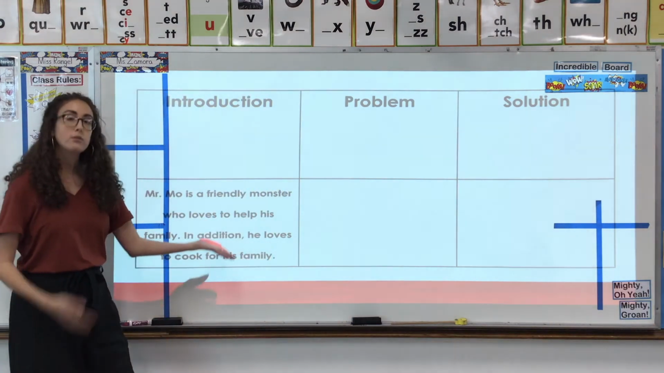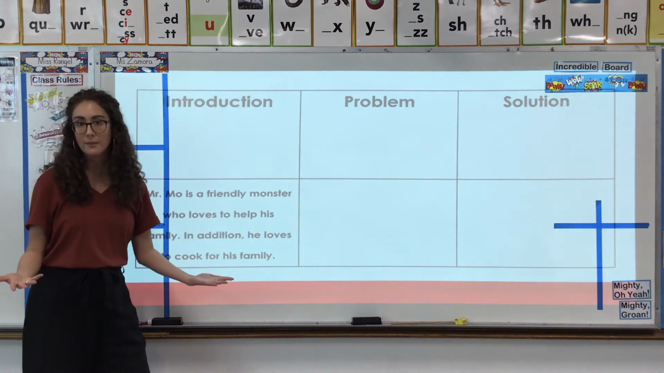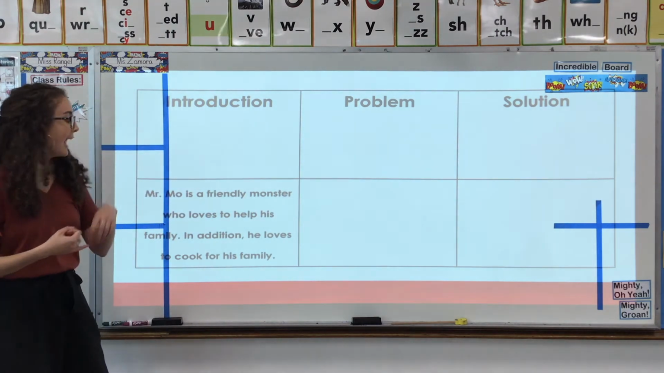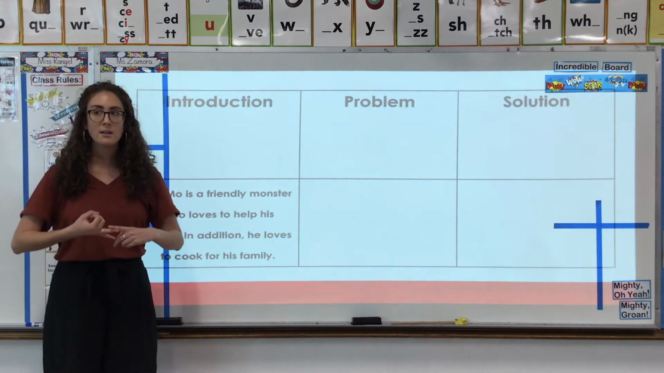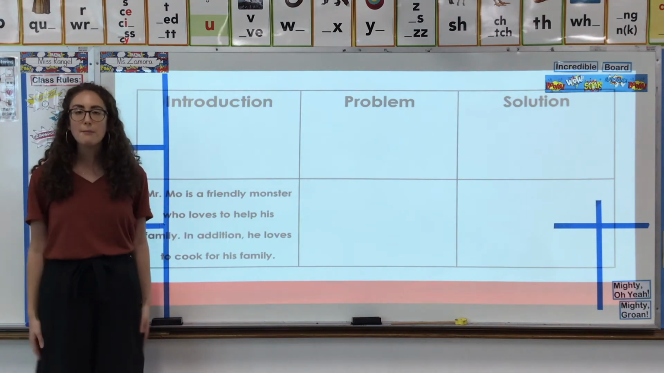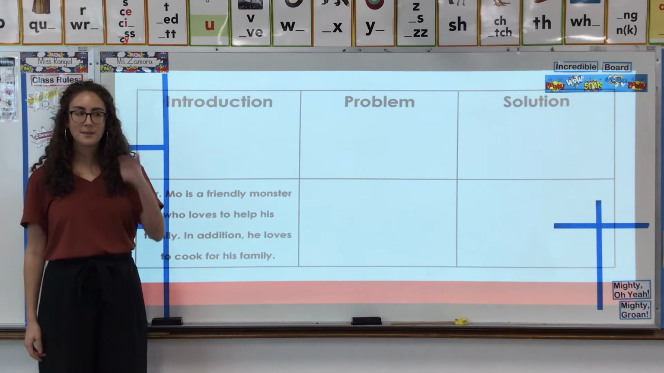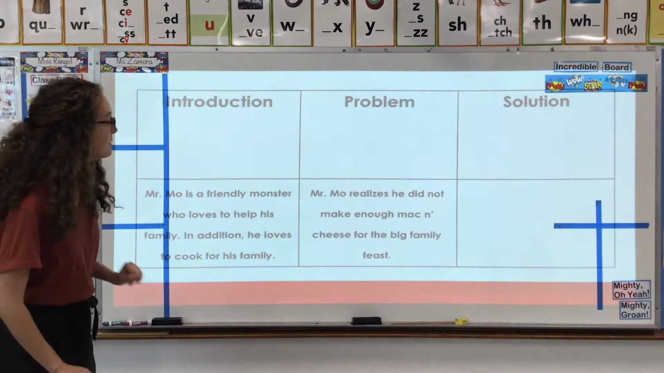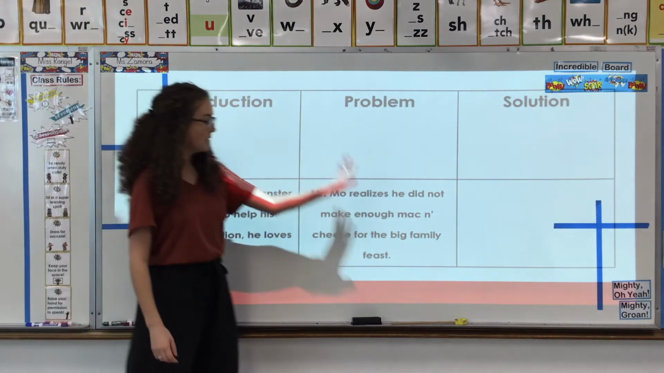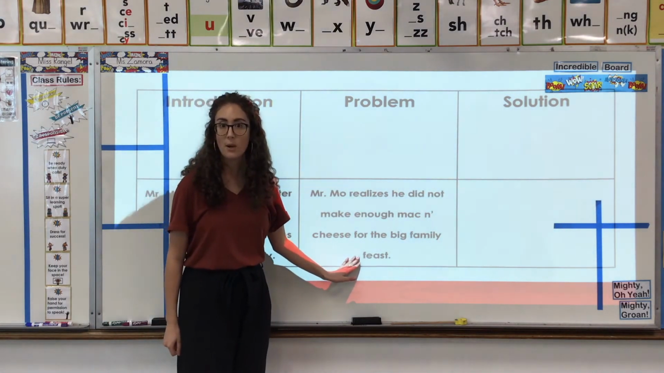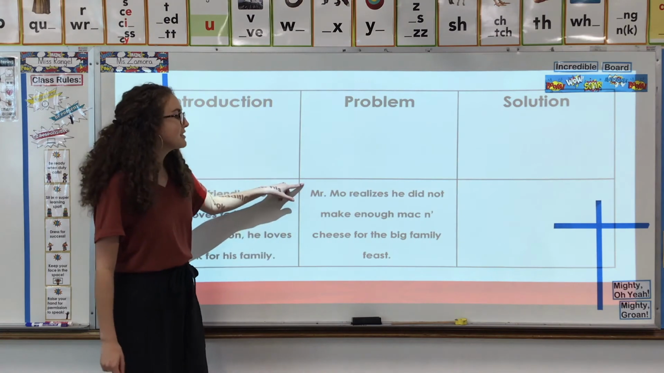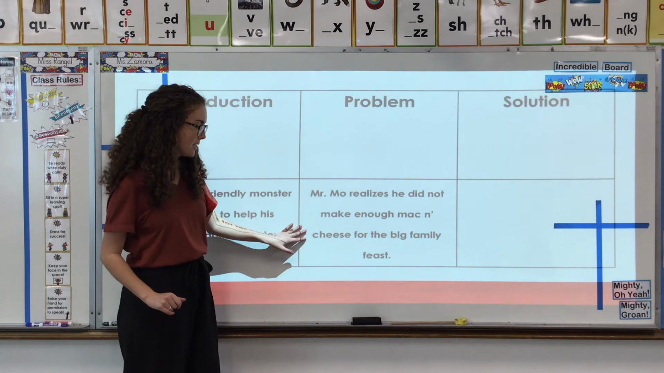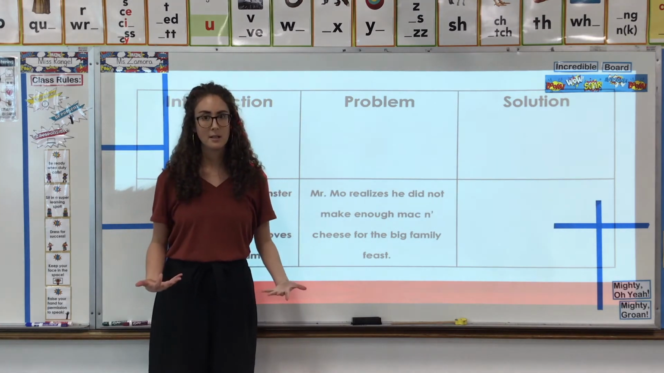So based off what you said about your character, for example, I said Mr. Mo was friendly and he loves to cook for his family, what could be a problem he might face because of that? So this is what I brainstormed, second grade. Based off Mr. Mo, the problem in my story is going to be Mr. Mo realizes he did not make enough mac and cheese for the big family feast.